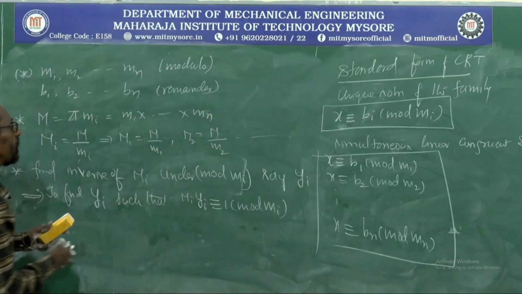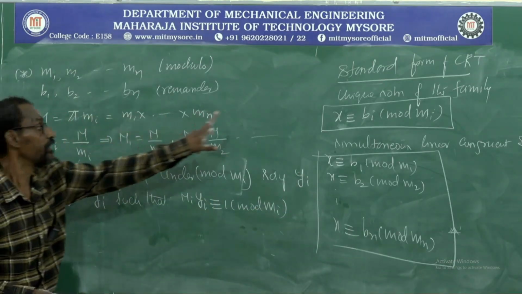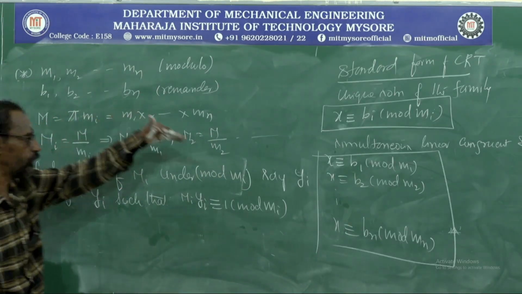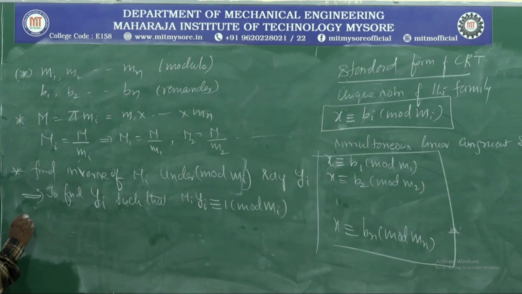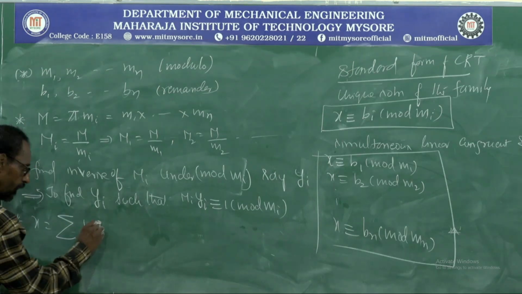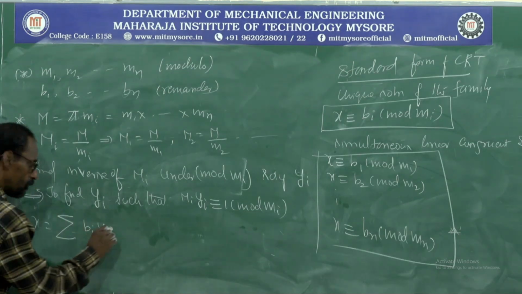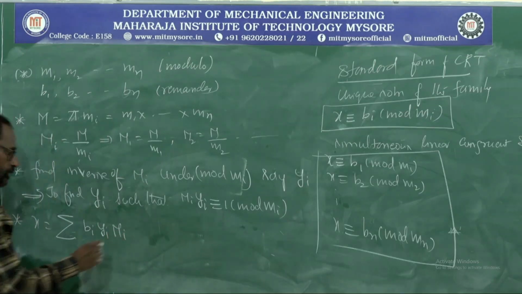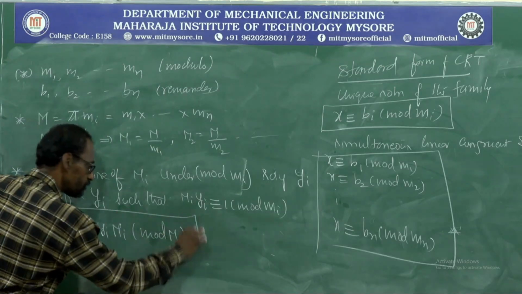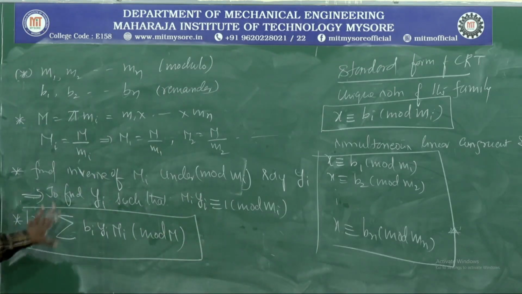For all m1 to mn, I am going to get y1 to yn. So then the last step is the solution component. It is going to be the summation of small bi multiplied by small yi multiplied by capital Mi under modulo capital M. This is going to be the solution under Chinese remainder theorem.